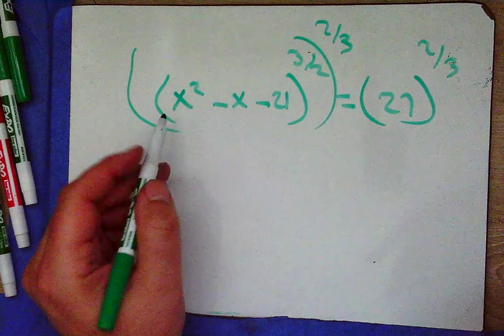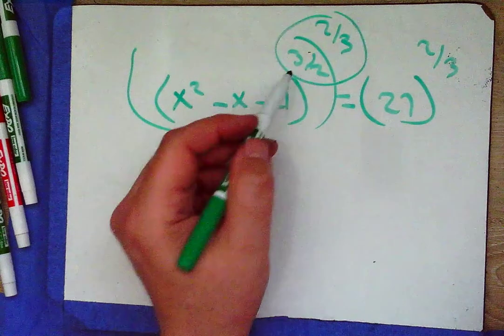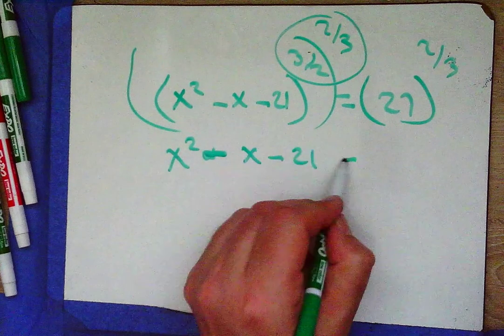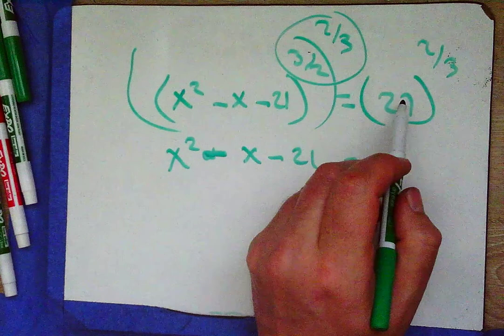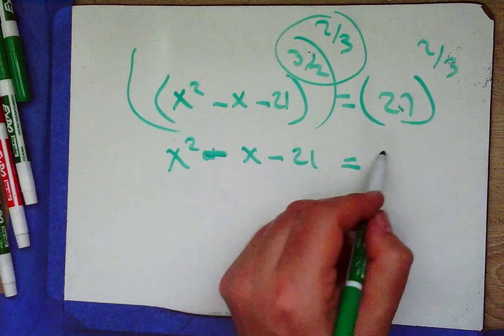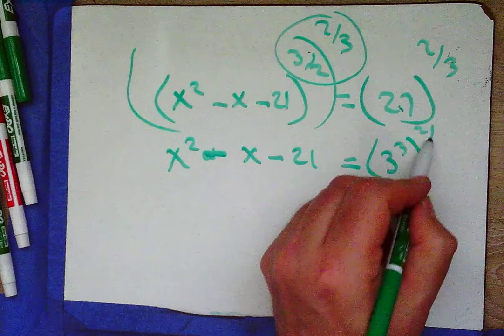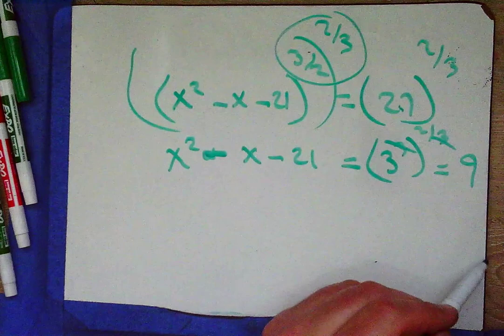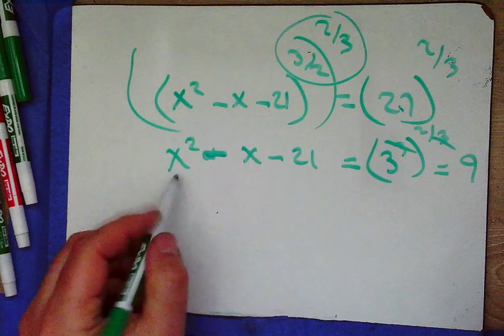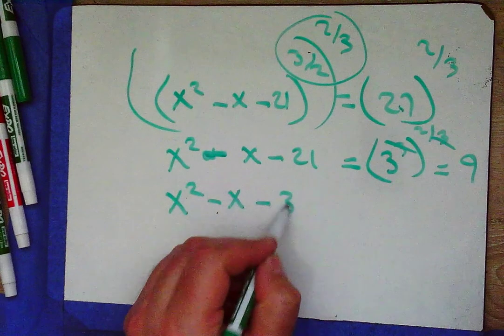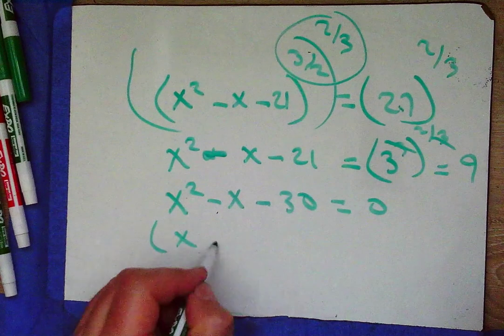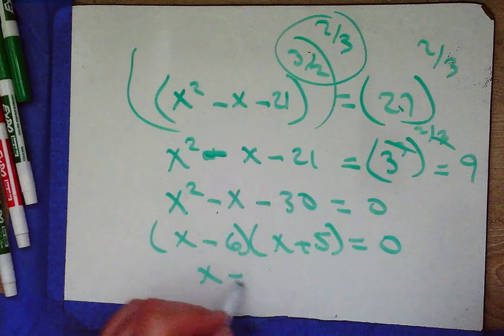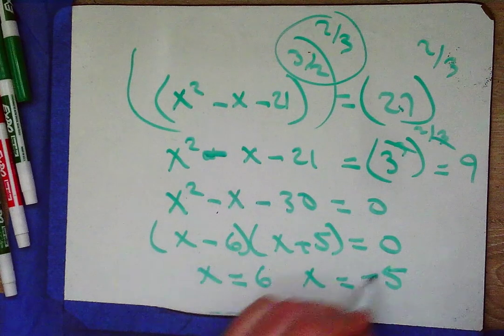Hey, welcome back. So I know over here, when I multiply those reciprocals, I end up with x squared minus x minus 21. And over here, I want to rewrite the base. 27 is 3 to the 3rd raised to the 2/3. These 3's cancel, leaving me 3 squared, or 9. Because this is a quadratic, I want to move everything onto one side. x squared minus x minus 30 equals 0. And that's going to factor. And x equals 6, and x equals negative 5.